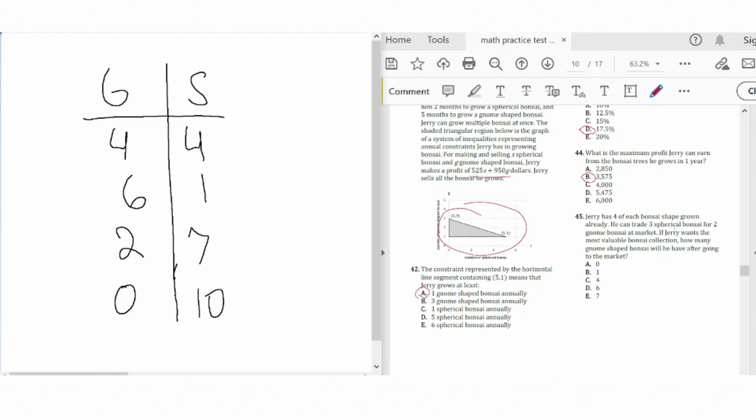So now all we have to do is plug each of these into our calculators to see which of them is the most profitable. So 525 times 4 plus 950 times 4, we get 5,900. Going to the next one, we have 525 times 1 plus 950 times 6, and we get 6,225. Going to the next one, we have 525 times 7 plus 950 times 2. We get 5,575, which is less than this one, so I won't even write it down. And going to the last one, we got 10 spherical. We're going to get 5,250, which is also less than this number right here. Therefore, we're going to have 6 gnome bonsai.